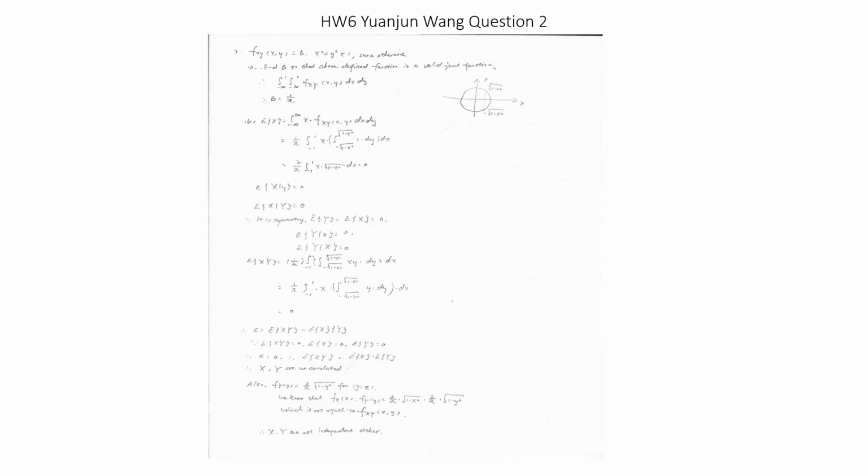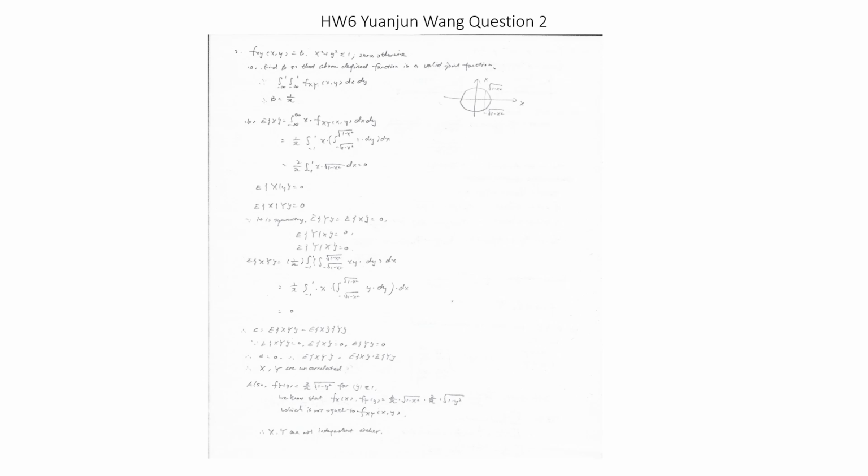So from the integral of that, we know that it's going to be equal to 2 over pi times the integral from negative 1 to 1 of x times the square root of 1 minus x squared dx, which equals 0. So the E of X given Y is just equal to 0, and because we know the E of X given Y is equal to 0, the expected value of X given capital Y is going to be equal to 0 as well.